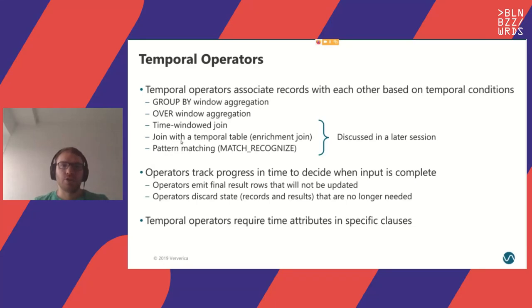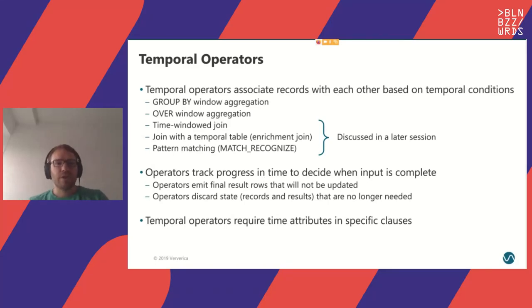There is a join with a so-called temporal table, which is a join that looks up. You have a stream of records, and for every record, you do a lookup into another table based on the timestamp of the record, and you want to get the most recent version of the other table. The other table is changing over time. You can get the most recent version that was valid for the time this record was being produced. And pattern matching also follows temporal conditions.